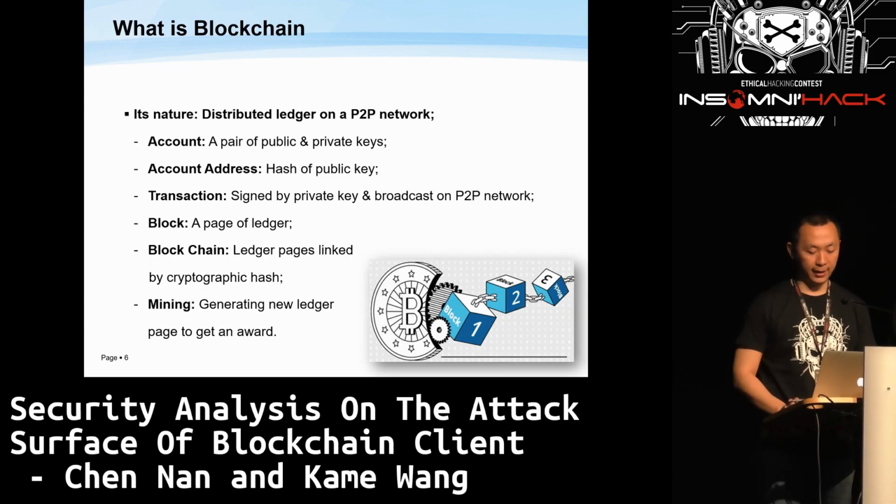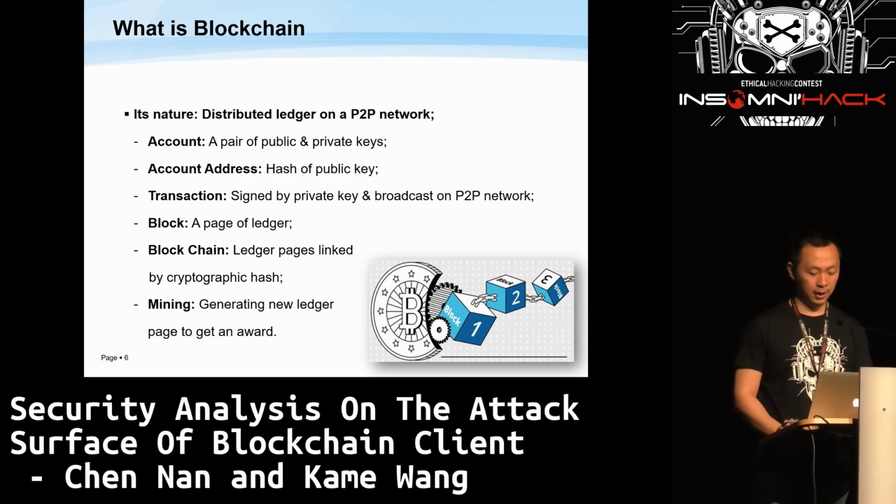The nature of blockchain is a distributed ledger on a P2P network. Taking the top public blockchain project as an example, a user's digital currency account is a pair of public key and private key. The address of an account is the hash of the public key. If a user wants to make a transaction, he will need to sign the transaction message using his private key and broadcast it onto the P2P network. This message will include the account address of the sender and receiver, and the amount of digital currencies, and so on.